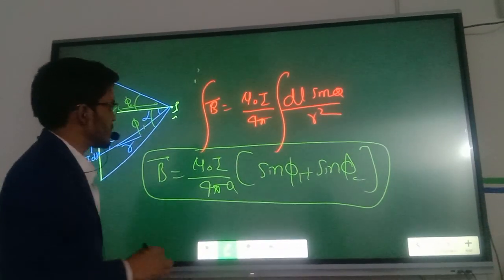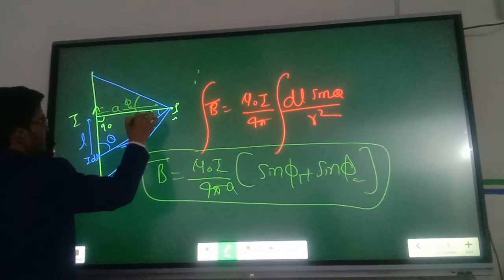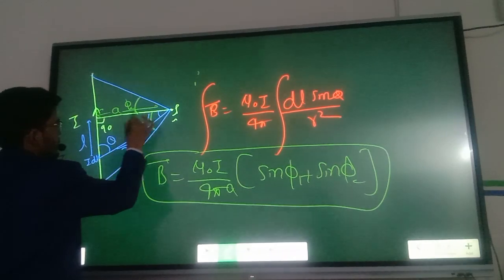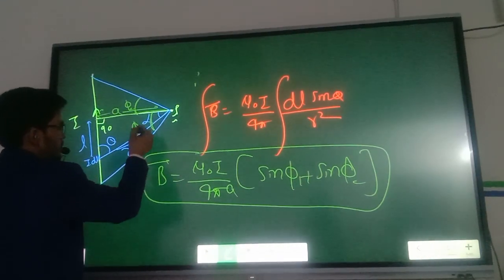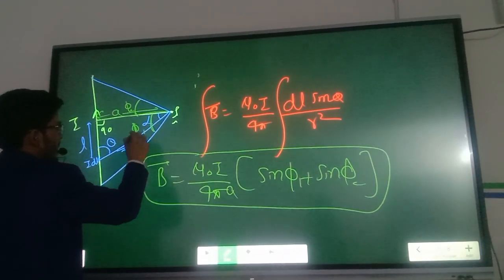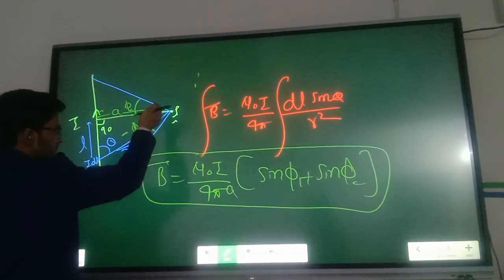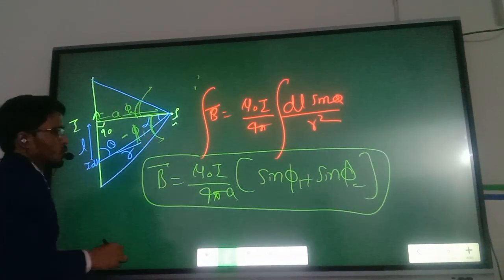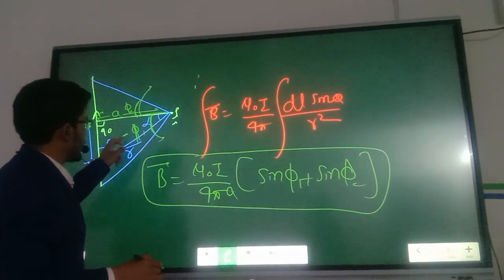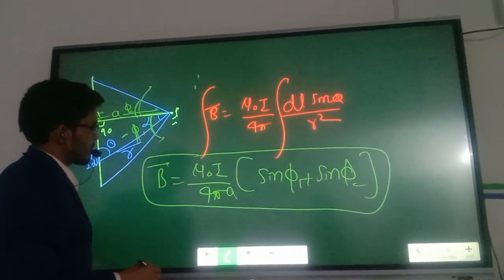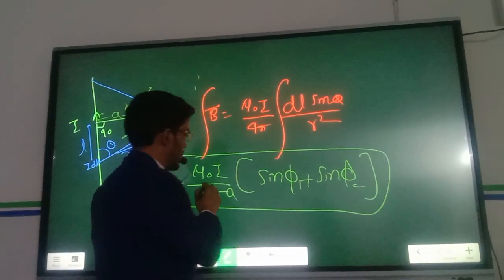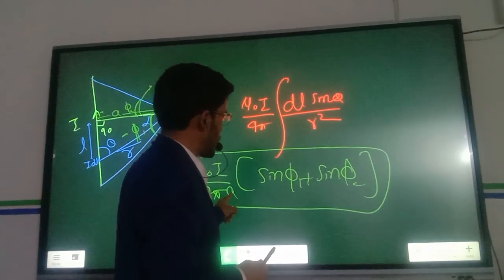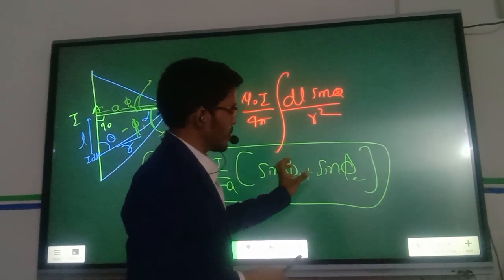Phi 1 and phi 2 are this angle and this angle. Actually, this is the base. So we take a minus sign because it is anti-clockwise, and this one is clockwise. So if we take minus first, this becomes plus. So finally, the value of magnetic field is mu naught I upon 4 pi times the perpendicular distance, into sin phi 1 plus sin phi 2.